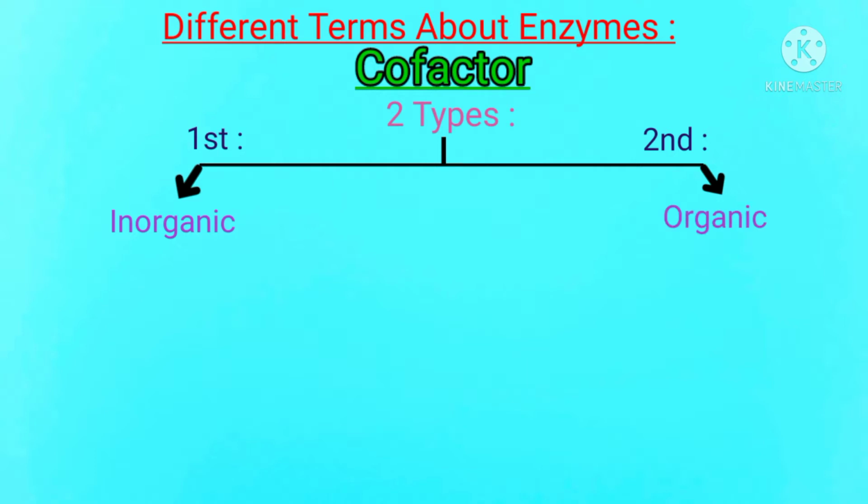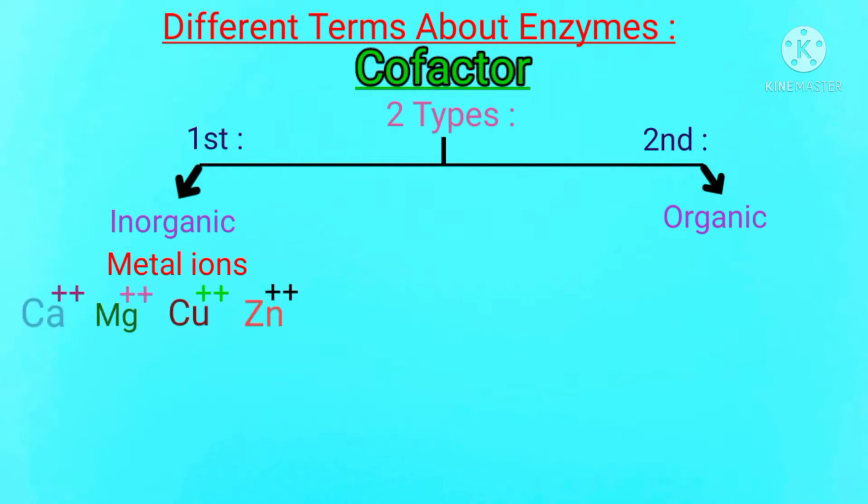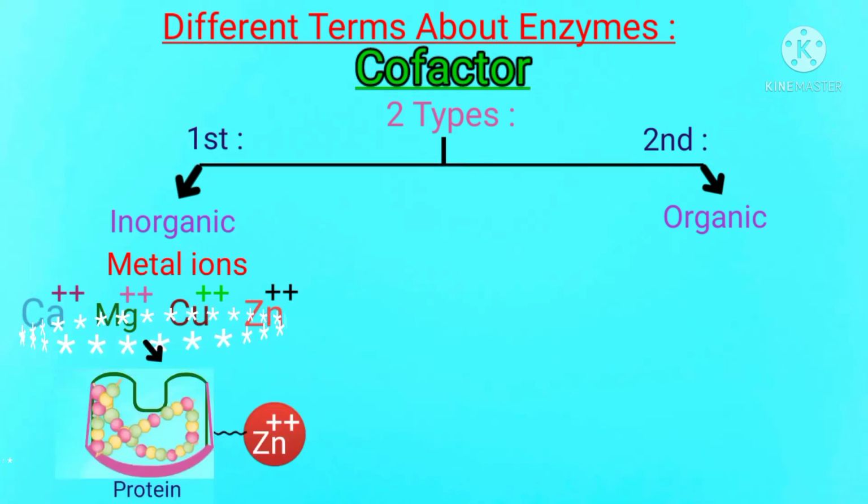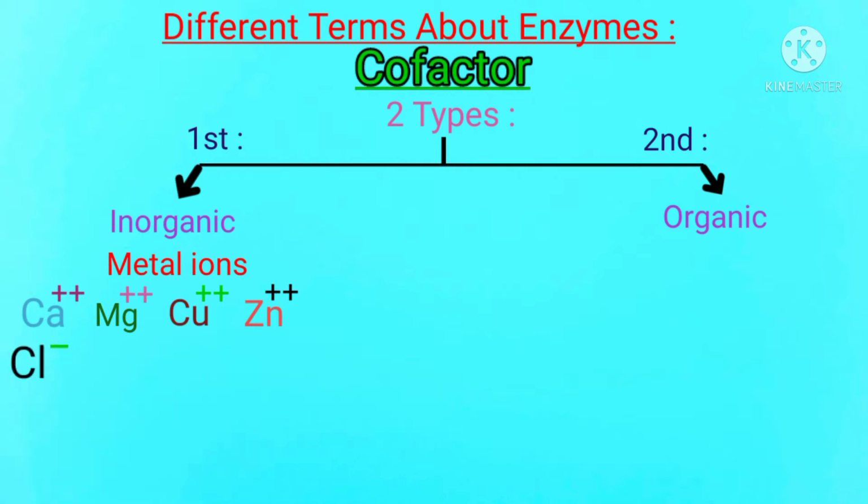Inorganic cofactors mostly include metal ions such as calcium ions, magnesium ions, copper ions, and zinc ions. So these metal ions, which are loosely attached with the enzymes, are called cofactors, which are the partner of an enzyme. Inorganic cofactors can also include chloride ion. Although chloride ion is not a metal ion, so mostly inorganic ions, which would also be the metal ions, can be included in this category of enzymes' cofactors.